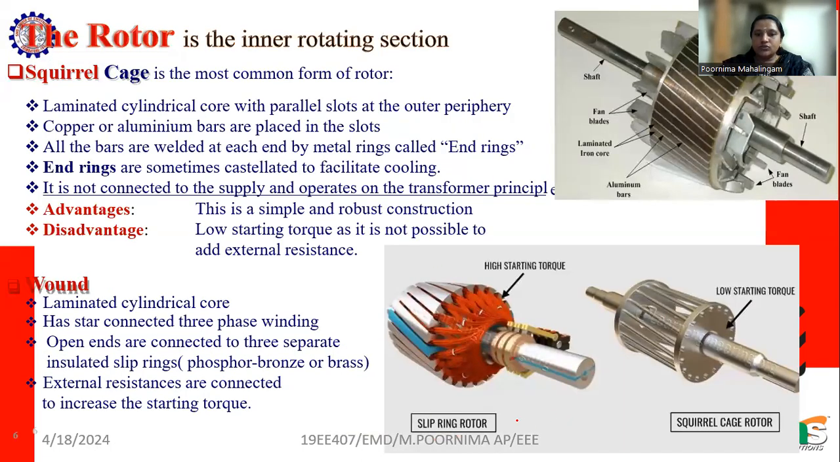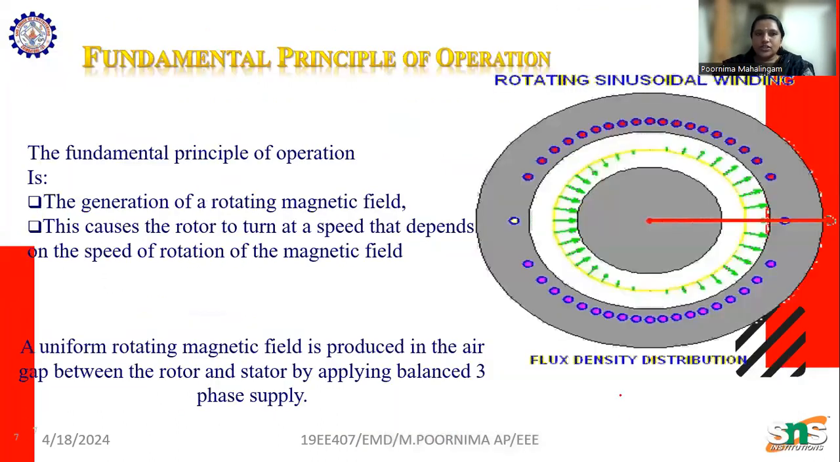We have two types of rotor. One is the slip ring type. The next one is the squirrel cage type. In the squirrel cage type, we can see the bar type, and in the slip ring type, the windings are connected to single points. So we have two types of rotor, slip ring type and squirrel cage type. And the fundamental principle of operation is the generation of the rotating magnetic field. We know the generation of the rotating magnetic field.